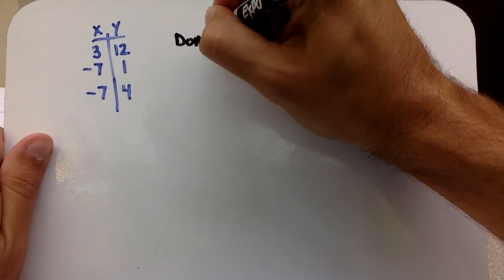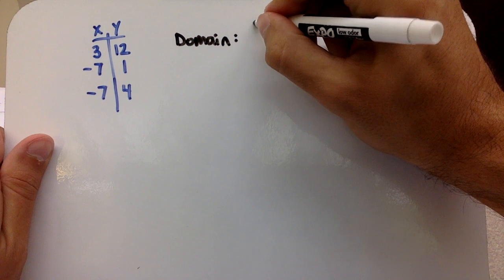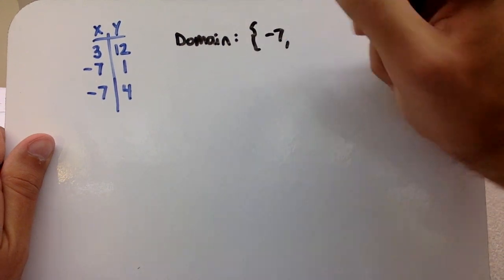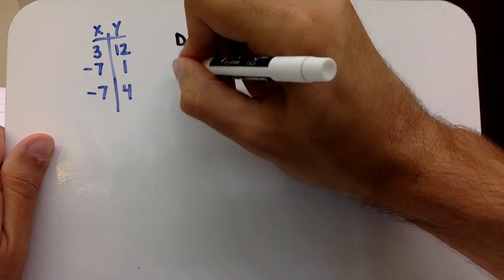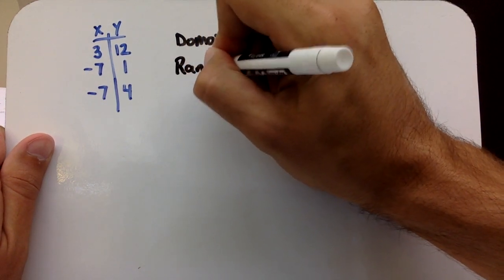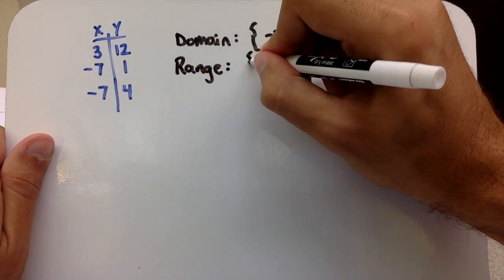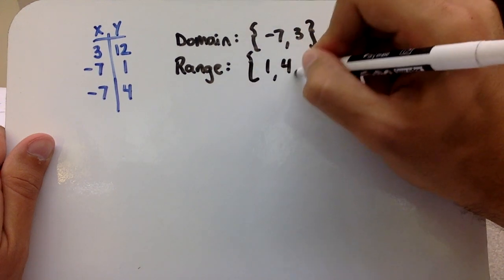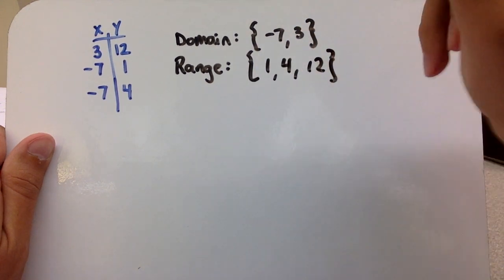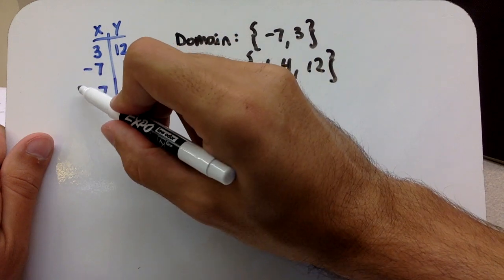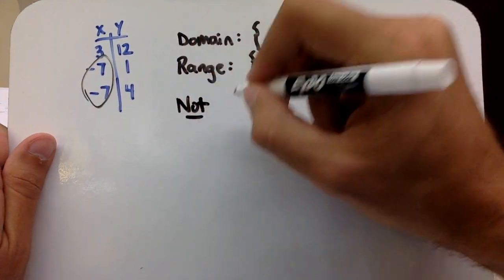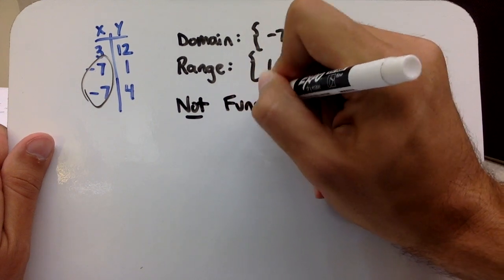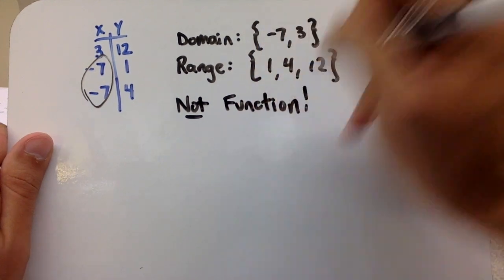Our domain, the x's, are -7, and then that repeats, so I don't write that again, and then +3. Our range, again going from least to greatest, I see a 1, a 4, and a 12. And finally, on this problem right here, my x value of -7 repeats. That means it is not a function. This relation does not count as a function.